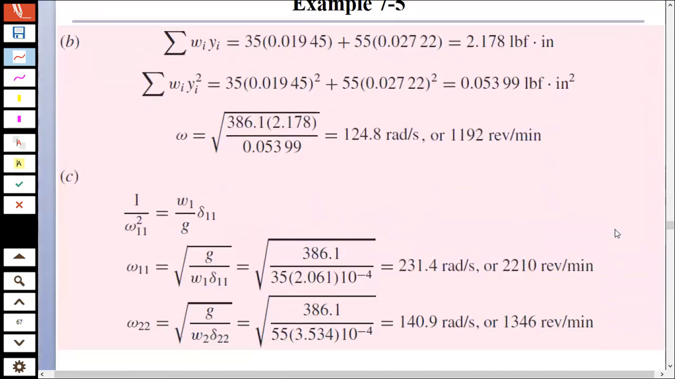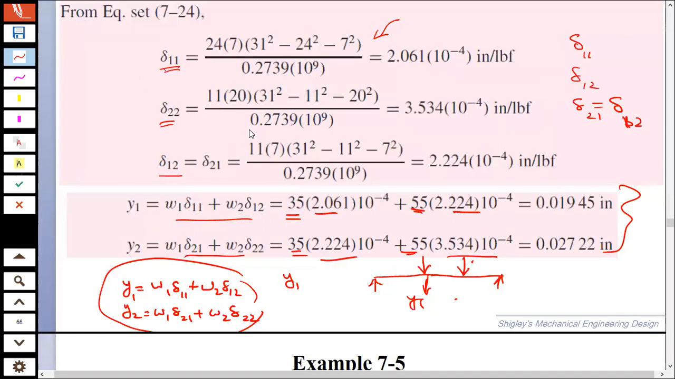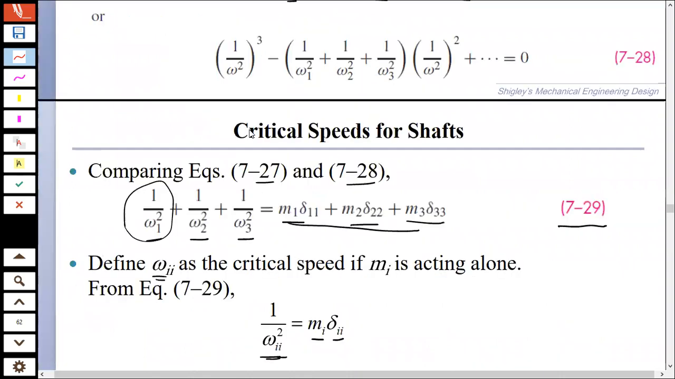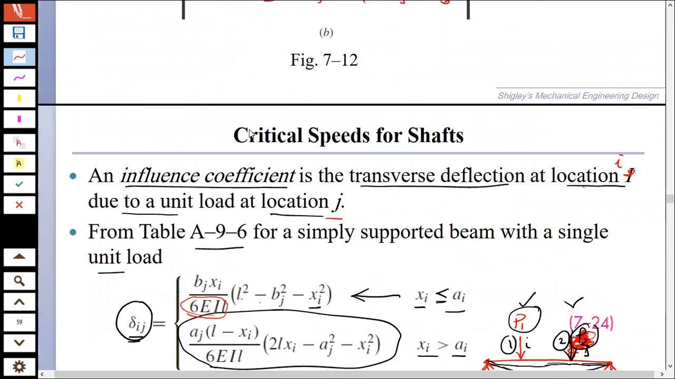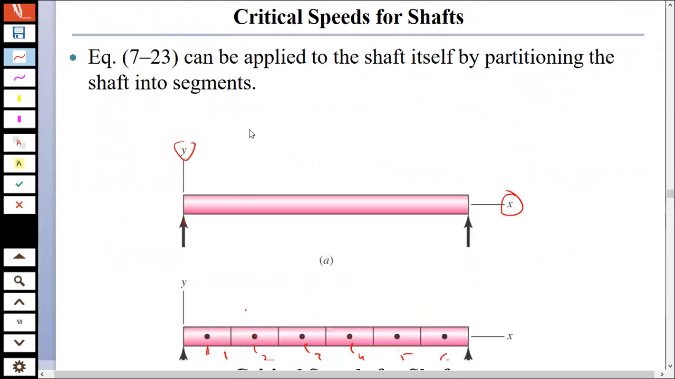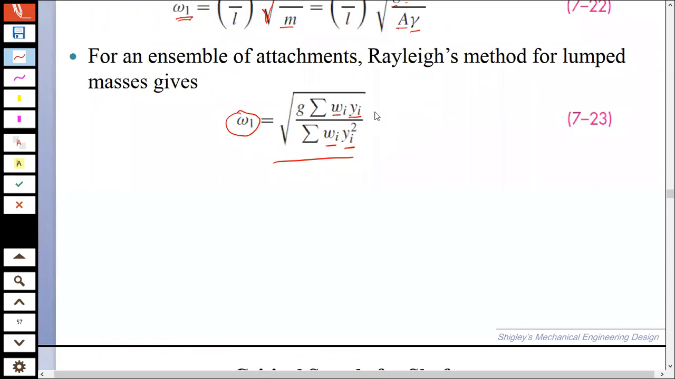Go ahead and find your W1 yi. Similarly, the sum of wi yi squared. We know that omega is equal to what? That omega is equal to, if I go up, let's see, this was our omega.